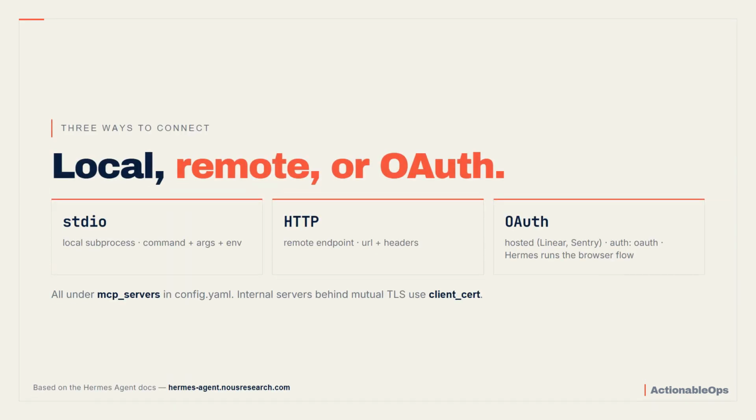There are 3 ways to reach a server. A stdio server runs locally as a subprocess with a command, arguments, and env. An HTTP server is remote, a URL and headers. And for hosted servers like Linear or Sentry, you set auth: OAuth, and Hermes handles the whole browser flow: discovery, registration, tokens, refresh. For internal servers behind mutual TLS, just point client_cert at your PEM.